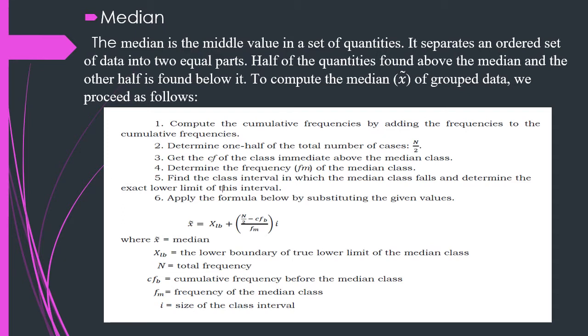Our formula is: median equals XLB plus the quantity n over 2 minus CFB, all over FM, times the interval, where x is the median, XLB is the lower boundary or true limit of the median class, n is the total frequency, CFB is the cumulative frequency before the median class, FM is the frequency of the median class, and I is the size of the class interval.